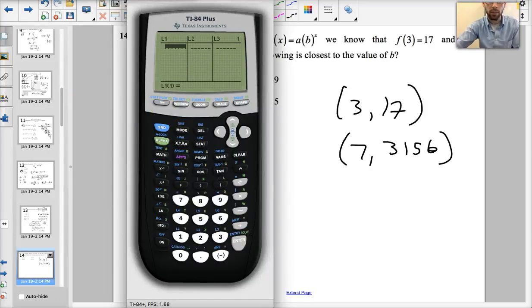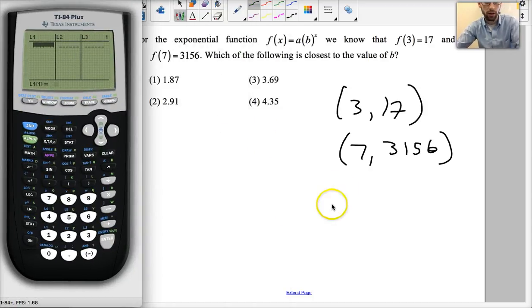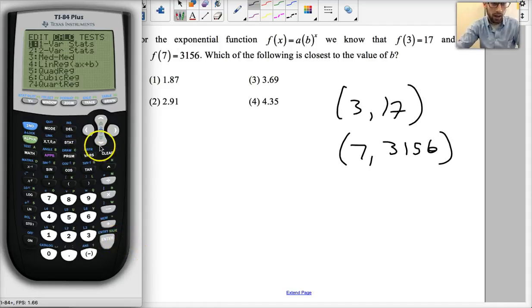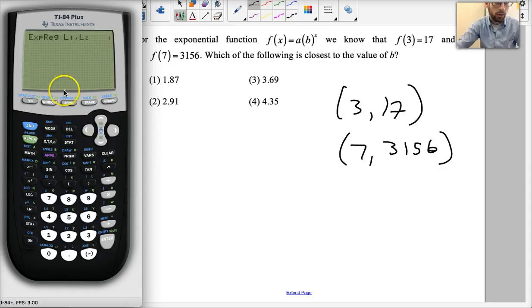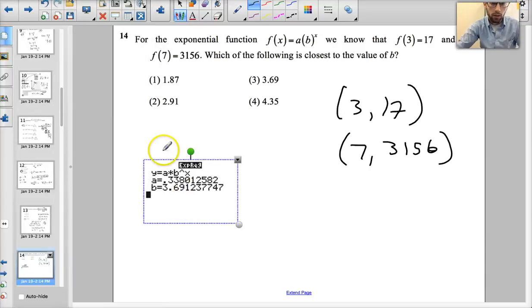Going to stat edit. I'm going to plug these points into my calculator. So 3 is one value of x, 7 is the other value of x, 17 is one value of y, 3,156 is the other value of y. Stat calc exponential regression, L1 and L2, good. And here we have it. So the value of b looks like it is about 3.69, which is answer choice number 3.